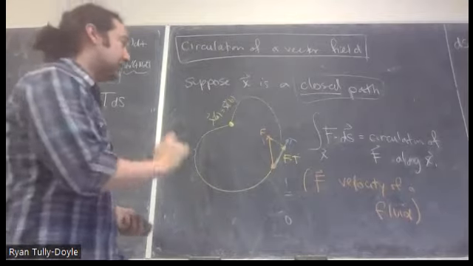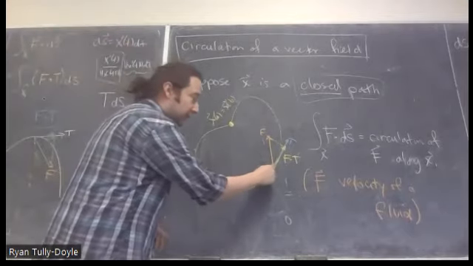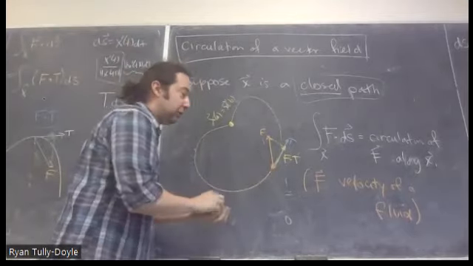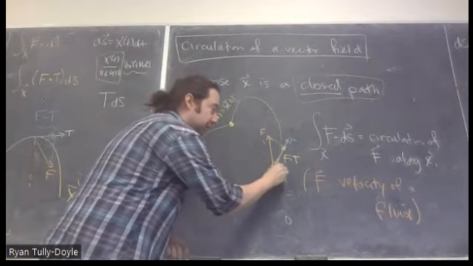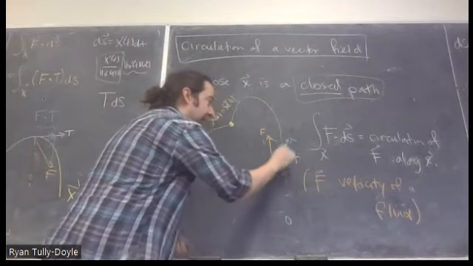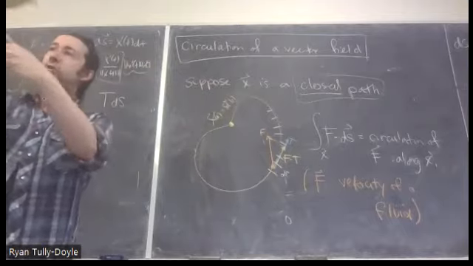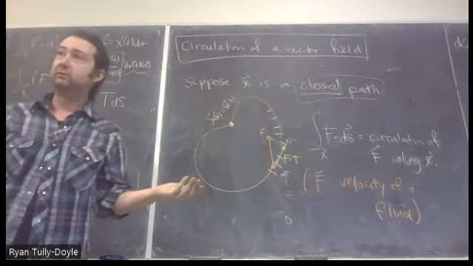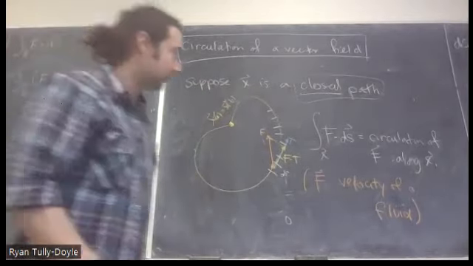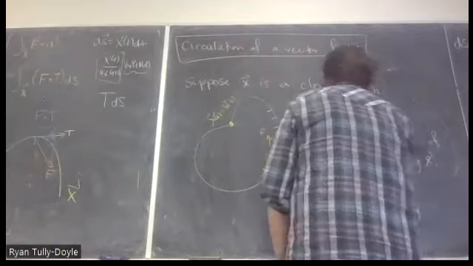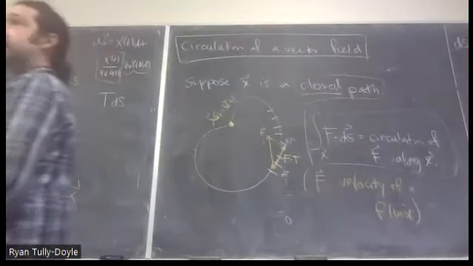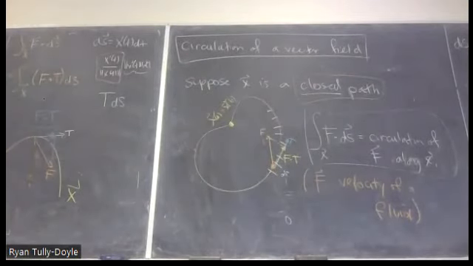The point is what this measures is each incremental thing here, remember, measures a little bit of fluid pushing on a little bit of curve. And if I add it all up, all the fluid that's moving all the way around, I get a sense of the total amount of fluid moving through the path. Okay, so this is going to turn out to be connected to the curl of the vector field eventually.